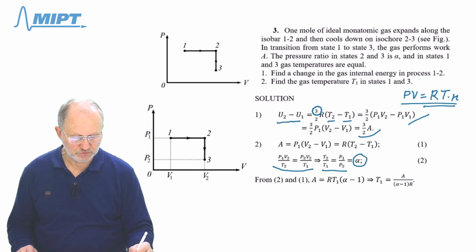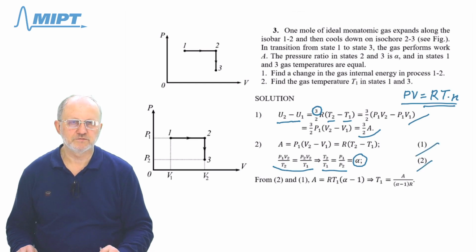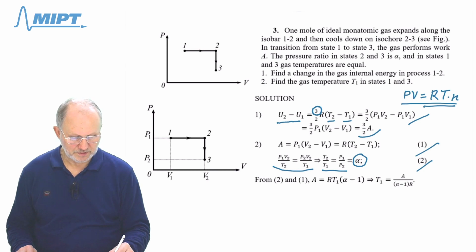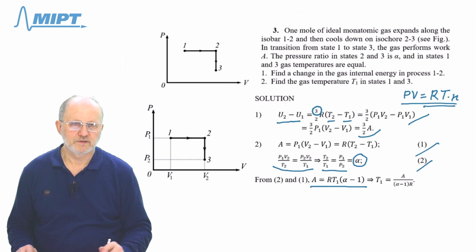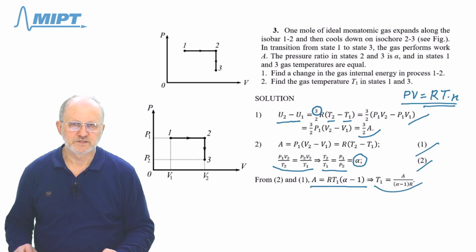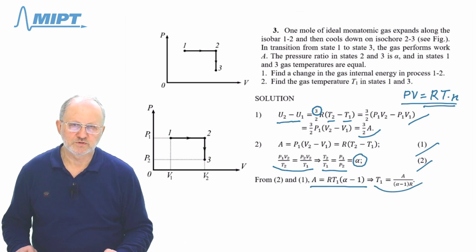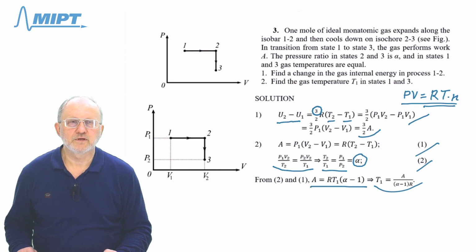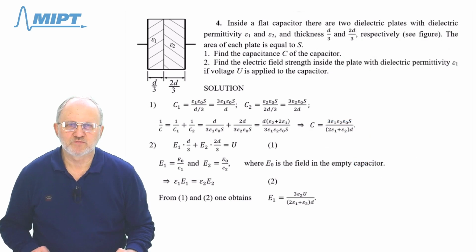And now from these two equations, equation 1 and equation 2, we can easily find the expression, the relationship between work and temperature and the given coefficient alpha. And from this equation, we obtain the final answer, the temperature of the gas in point 1, which is the same as the temperature in point 3. Such is the solution of problem number 3. Now problem number 4.